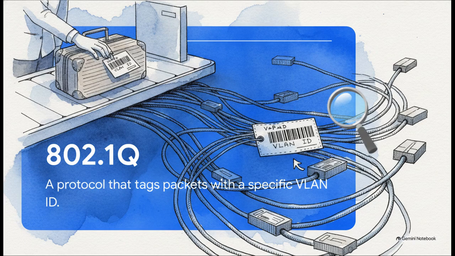Imagine you're checking a bag at an airport. The airline agent slaps a barcode tag on your suitcase that tells the conveyor belt system exactly which airplane it needs to go to. That is exactly what the SSID does using 802.1q. As your data enters the network, it gets stamped with a tiny digital luggage tag, a VLAN ID, so that as it moves through the cables, the network knows exactly which dedicated traffic lane it belongs to.